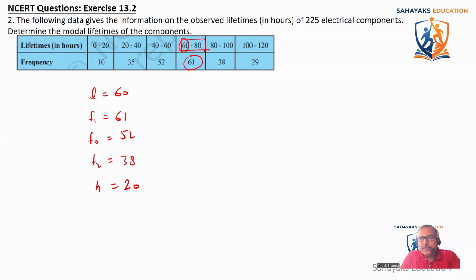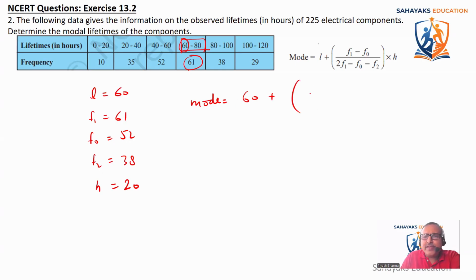The formula is given here. So mode is equal to L, L is 60, plus F1, that is 61, minus F0, 52, divided by 2 times F1, 2 times 61 is 122, minus F0, 52, minus F2, 38, multiplied by 20. Let's find it out.